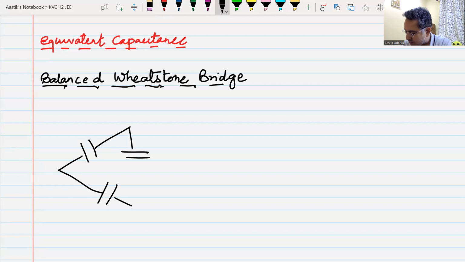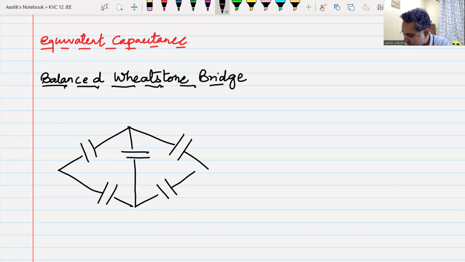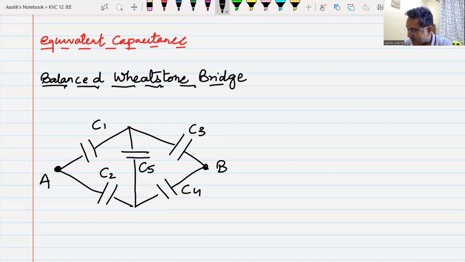A Wheatstone bridge is a combination of 5 capacitors. And usually these 5 capacitors are connected between the points A and B like this. Now any 5 capacitors connected like this is a Wheatstone bridge. The Wheatstone bridge becomes balanced if I call this capacitor as C1, C2, this as C3, this as C4, and this as C5.